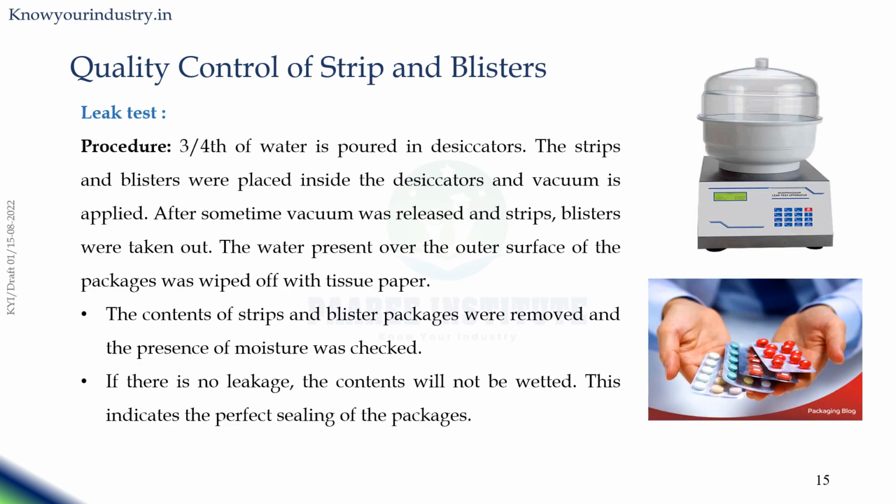Quality control of strips and blisters. The leak test is the one mostly used. You can seal the container. Of course, this is a similar test for both parenterals and blister packs. It's a kind of vacuum test. Sometimes you can generate a certain amount of vacuum and see whether we are getting any kind of deformation. The contents of the strip and blister packages are removed and the presence of moisture is checked. If there is no leakage, the contents will not be wetted. This indicates the perfect sealing of the package.